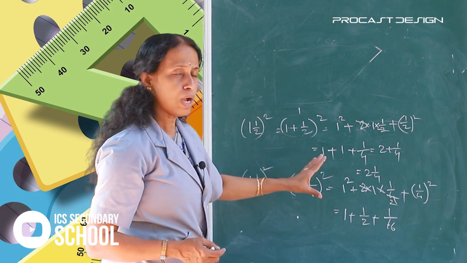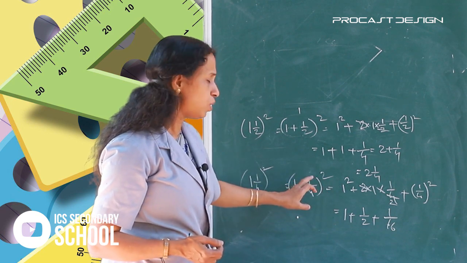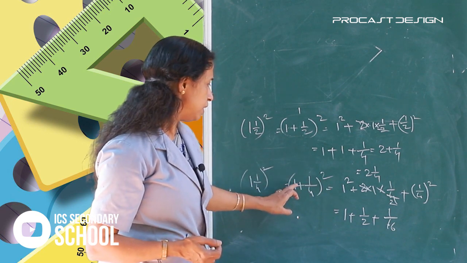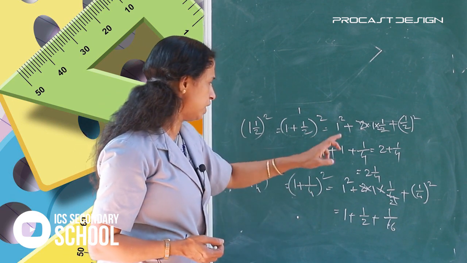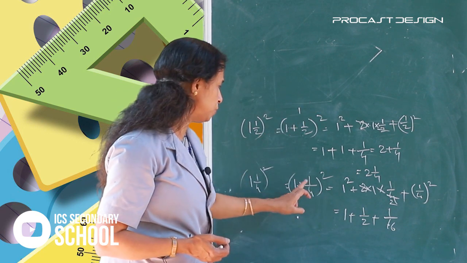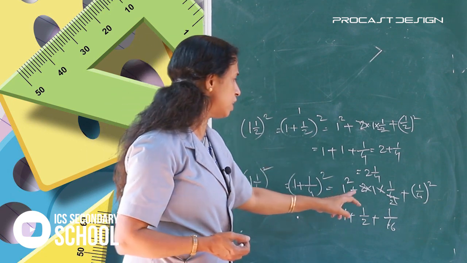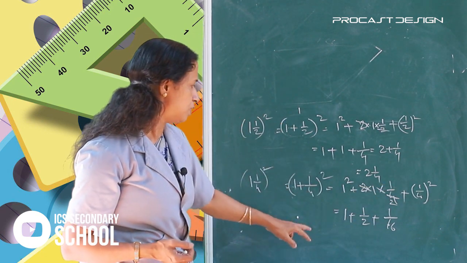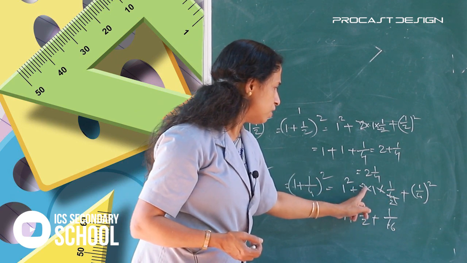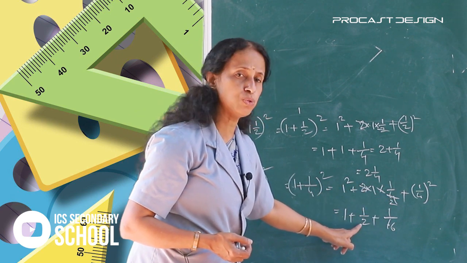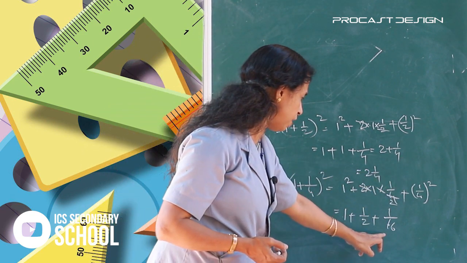This can be written in expanded form, a square plus 2ab plus b square. Here a equal to 1 and b equal to 1 by 4. A square is equal to 1 square, plus 2 into ab, 1 into 1 by 4, plus b square is equal to 1 by 4 whole square. Equal to 1 plus 2 and 4, cancel it here, 2 2s are 4, here 1 by 2 plus 1 by 4 square is equal to 1 by 4 into 1 by 4 is equal to 1 by 16.